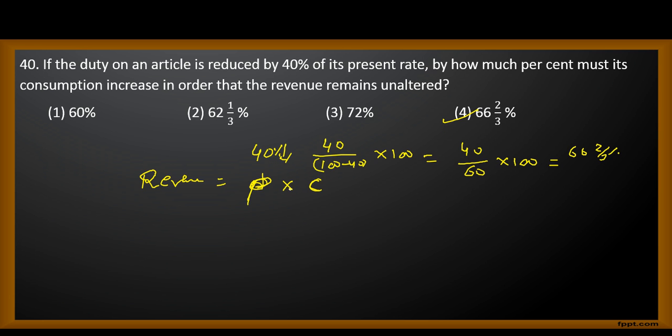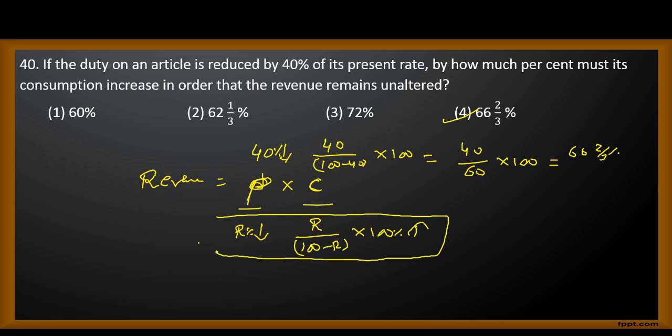So option 4. Simple. If any variable is expressed as a product of other two variables, and one is decreased by R percentage, to nullify that effect, the other one must be increased by R by 100 minus R into 100%. If one item is decreased, to nullify that, the other item must be increased. How much percentage? R by 100 minus R into 100%. Here R is given as 40, decreased. So we have to increase the other variable. So that is 40 by 100 minus 40 into 100. On simplification, you get 66 2 by 3%.